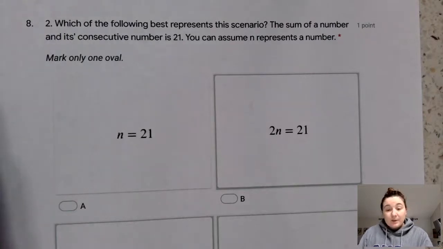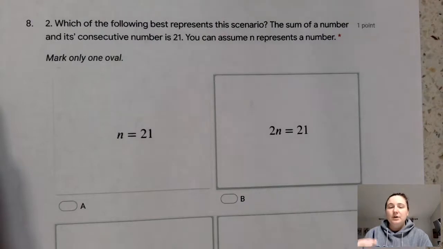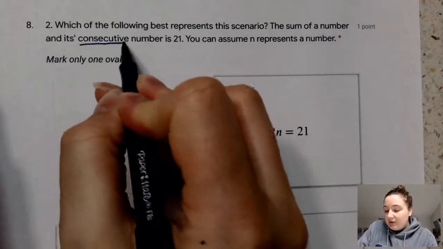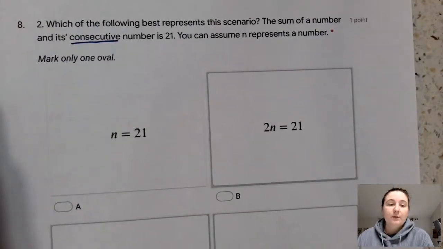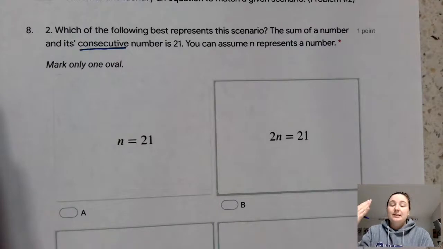So this one is a little bit weird because there's not like a person and a scenario. However, this is a very common SAT type question, and it just kind of tests your knowledge of vocab. Consecutive is the vocab word that we're looking for. Consecutive means like the next number.